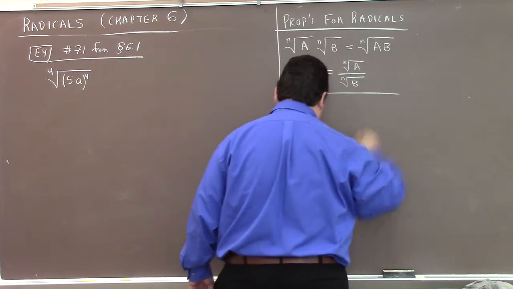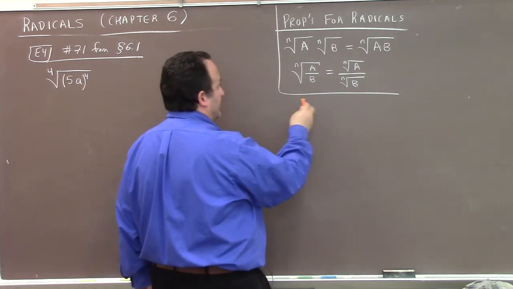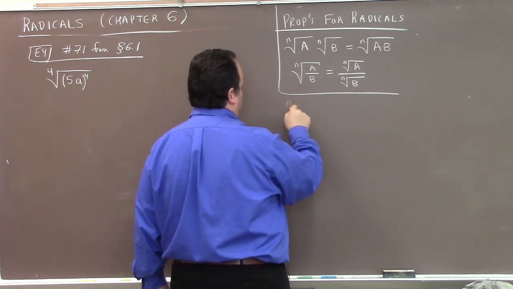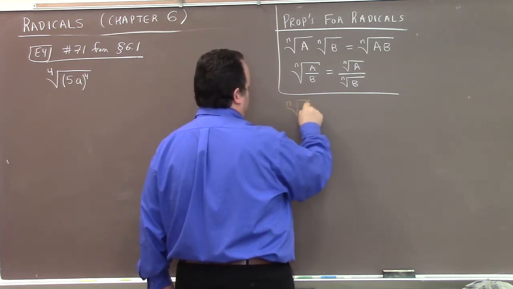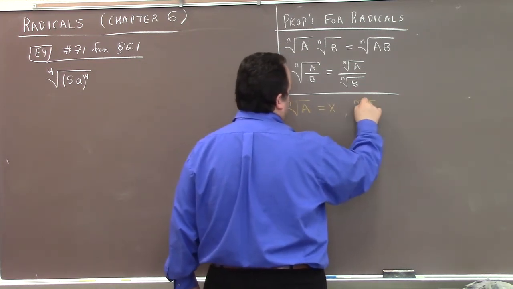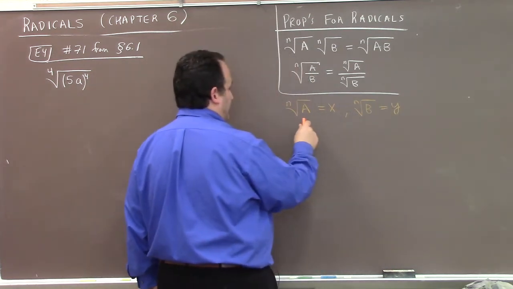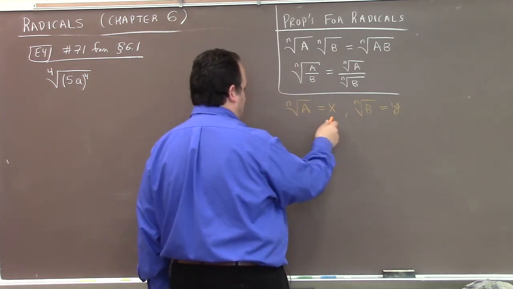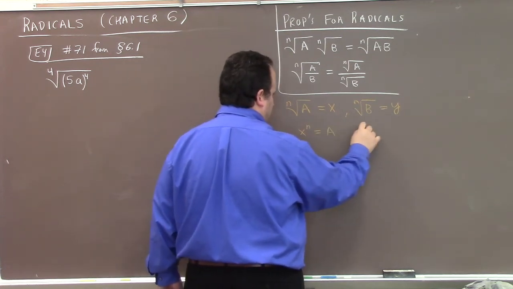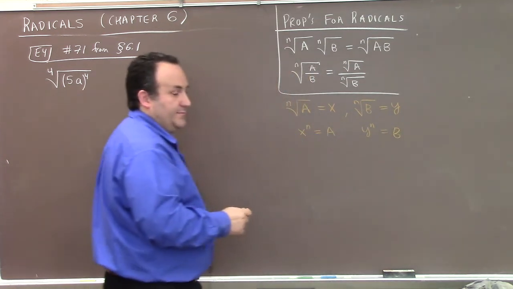So you would like to know these properties in order to solve this homework problem, I think. And here's why this is true. If you let the nth root of a equal x, and the nth root of b equal y, okay? Then this means that x to the n is equal to a. This means that y to the n is equal to b, all right?